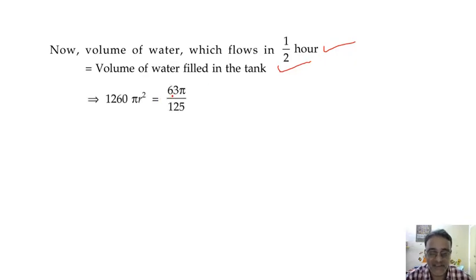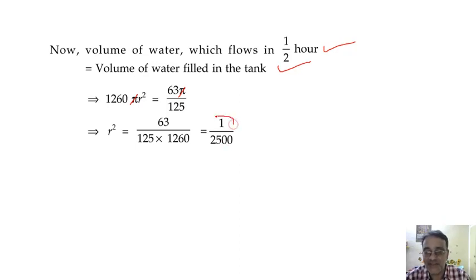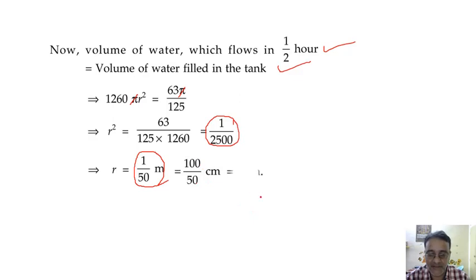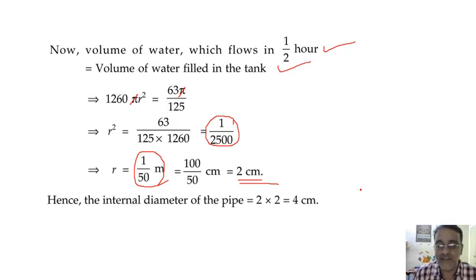So 1260 pi r square, that was this, and this is 63 pi upon 125. Pi cancels, and we'll get r square is equal to 63 upon 125 into 1260. Right. So now we can cancel these two. If you cancel these two, we'll get 1 upon 2500. The square root of this is 1 upon 50 meter. So convert to centimeter. What you have to do is multiply into 100. Right, into 100. 100 by 50 will get 2 centimeter. So finally, the diameter will be equal to 2 into 2, that is 4 centimeter.